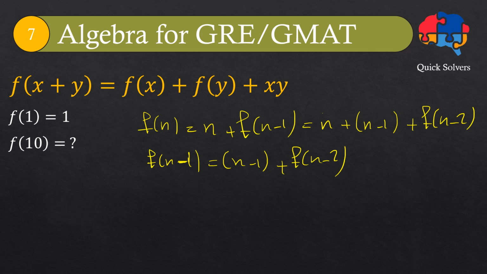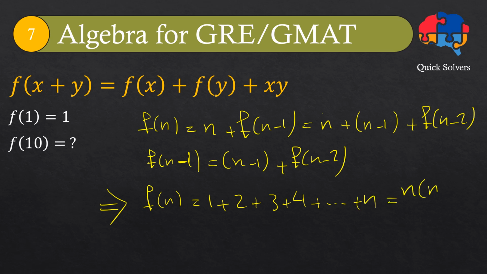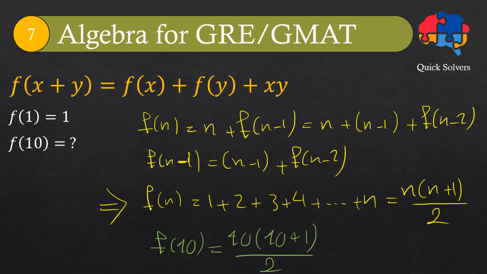So from this I can conclude that f of n is 1 plus 2 plus 3 plus 4 all the way to n. And we know that this equals n times n plus 1 over 2. So here I was looking for f of 10. Then I can say this equals 10 times 10 plus 1 divided by 2, which is 55. And this is the answer for this question.